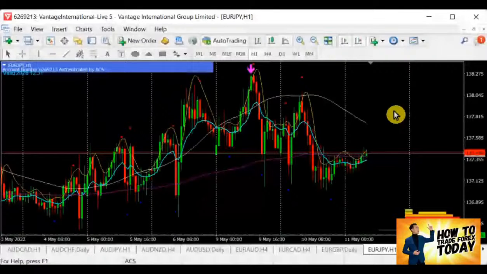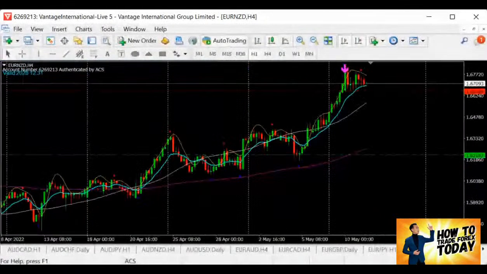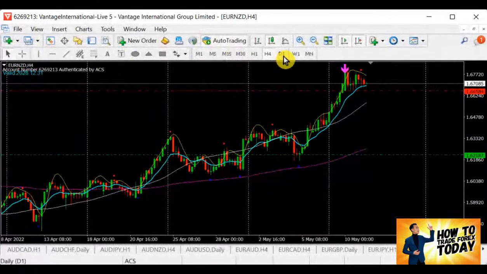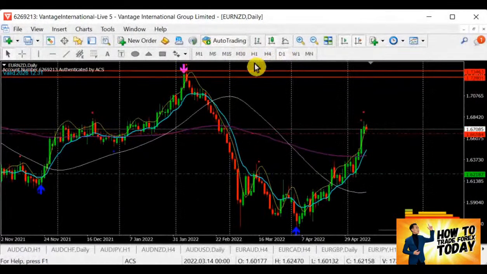So let's move into Euro Kiwi. Euro Kiwi over here. Well, fantastic. I give myself a round of applause. Why? It's because I read the chart correctly.